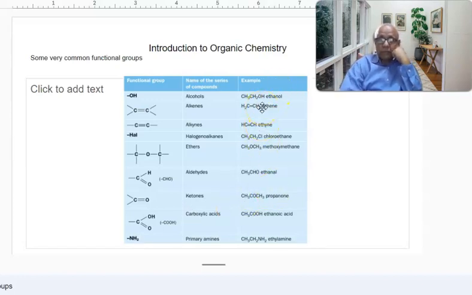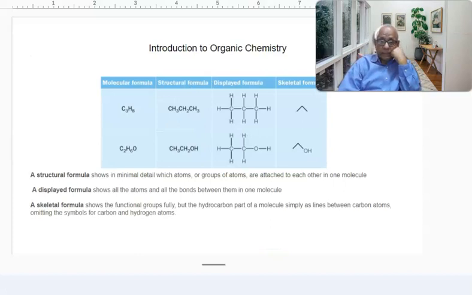For example, ethanol, and then ethane, and then ethene, and then chloroethene, and then methoxyethane, ethanal, propanone, and then ethanoic acid, and ethylamine. Here we can see the structural formula, displayed formula, and skeletal formula. This slide shows molecular formula, structural formula, displayed formula, skeletal formula.